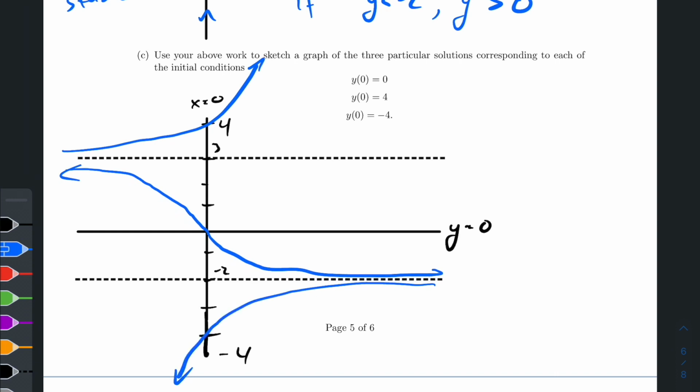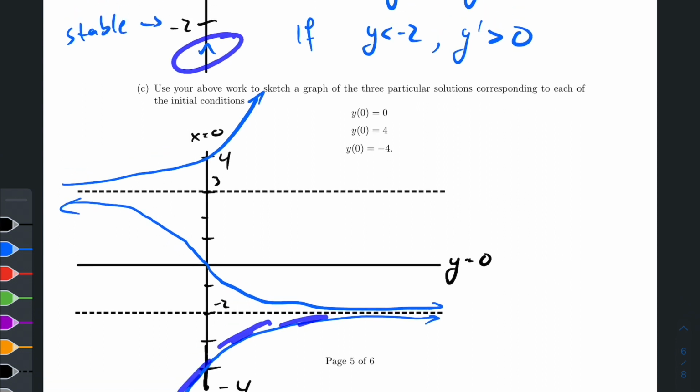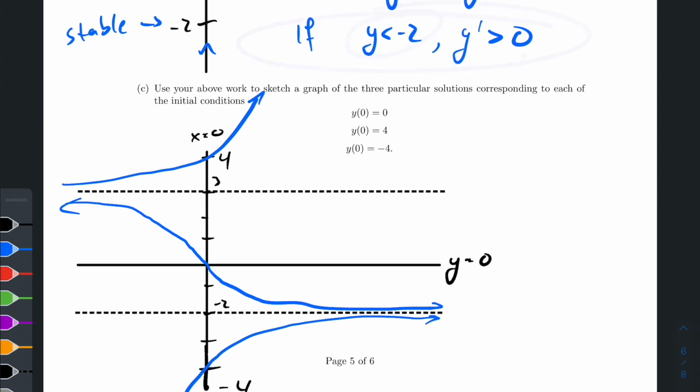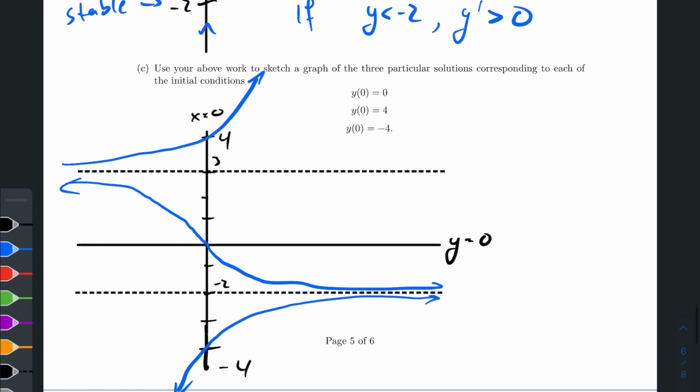Boom. So note that the slope is always positive, which corresponds to this phase line diagram saying the slope is positive, which came from this work over here, which said that if your y value is less than negative 2, like here our y value is negative 4, then your slope has to be positive. So the graph is sloping upwards. All right, so these would be your 3 particular solutions corresponding to each of these 3 initial conditions.